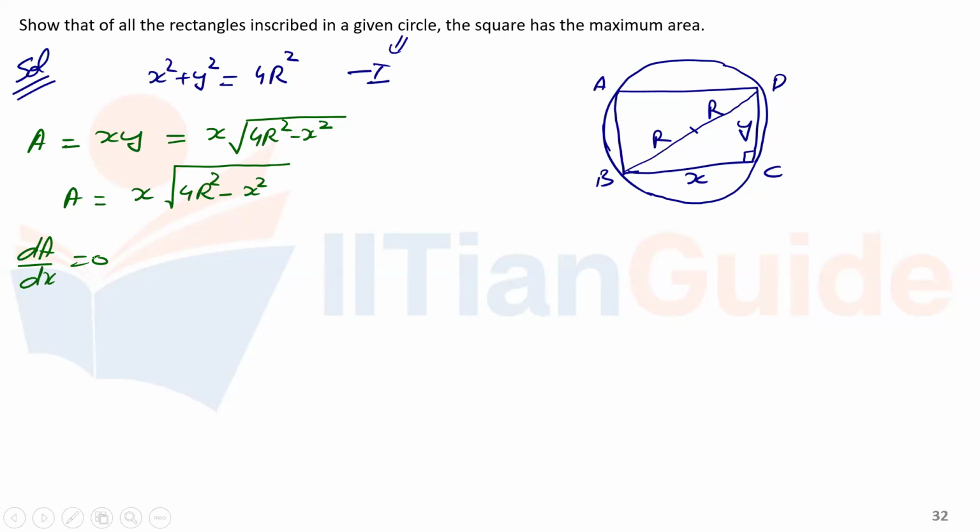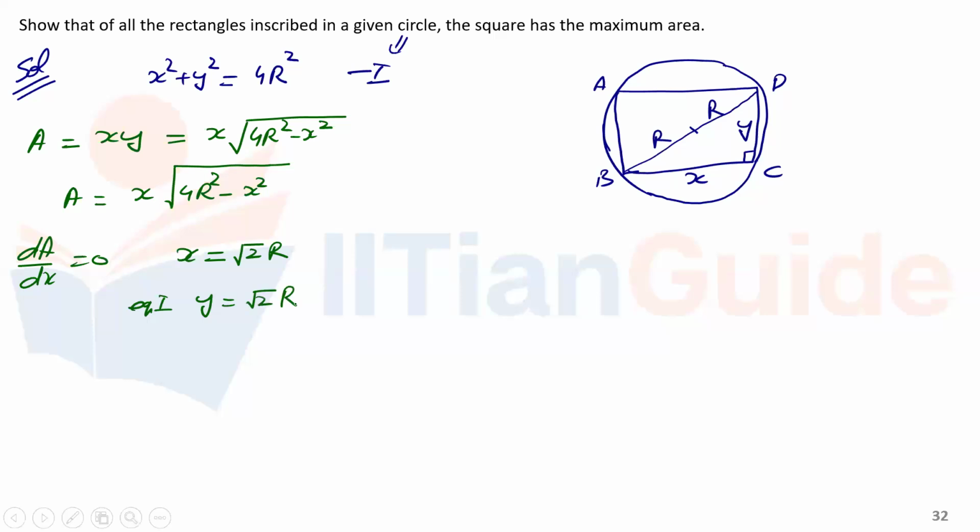Sir, dA by dx is under root 4r square minus x square minus x square upon under root 4r square minus x square. Right, correct. Make it 0, get the value of x in terms of r. Tell me what you are getting. Root 2r. You are correct. If I make dA by dx to be 0, I am going to get x to be root 2r. Put the value of x in equation number 1. I am going to get y is also root 2r.